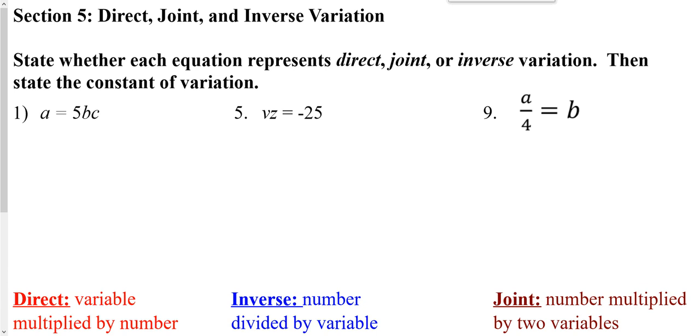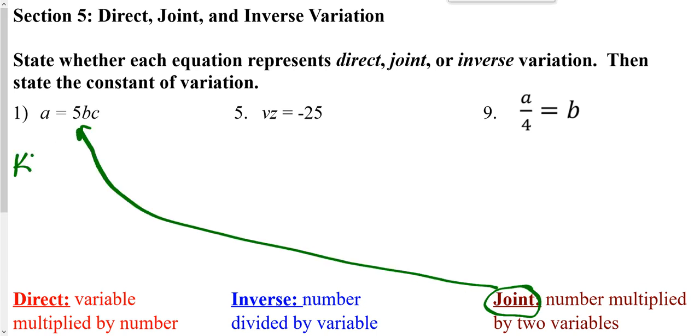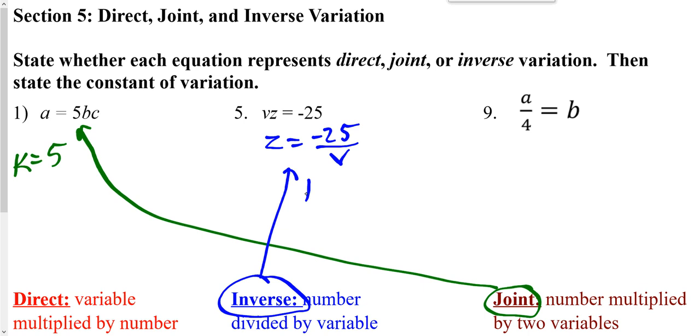So let's go ahead and decide which one's which here. Our first one, we have a equaling a number times two variables, so we should know that that is going to be our joint, with our constant of variation then being our 5. Now, here in the middle, we have our variables multiplied together equaling another number. Well, we need to have one of the variables by themselves, so I'm going to divide both sides by v. You'll now notice I have a number divided by a variable. So that means that would be an inverse. That number would be your constant of variation.